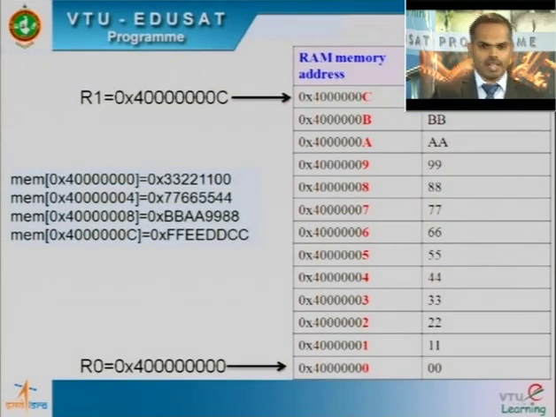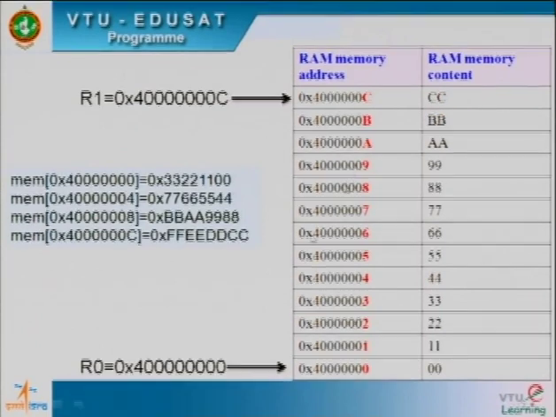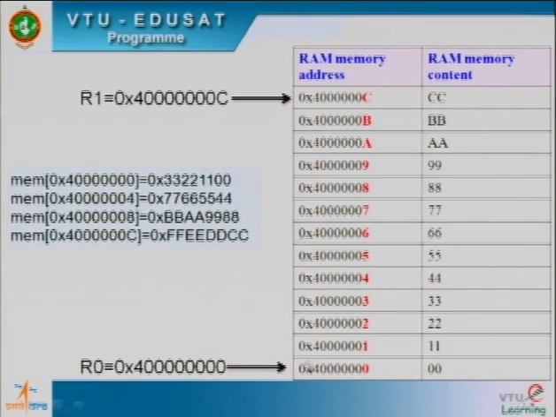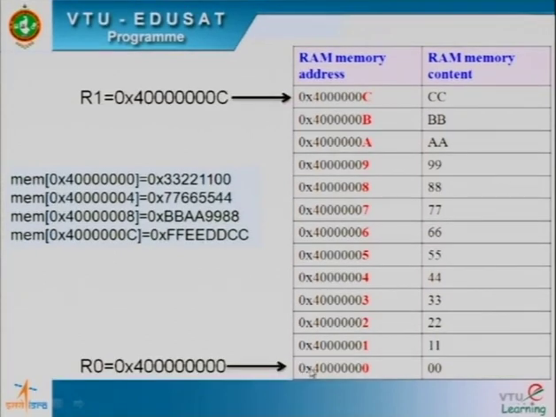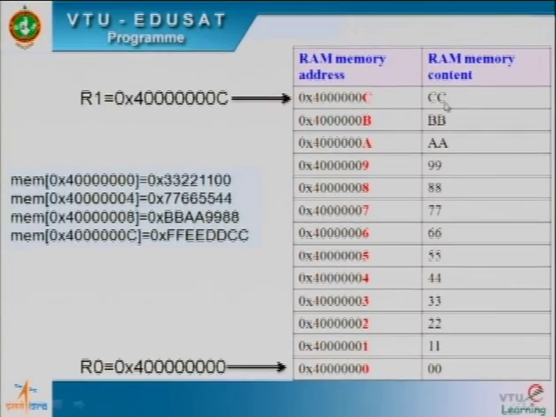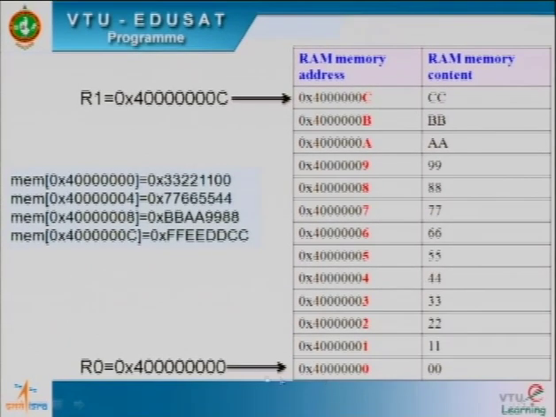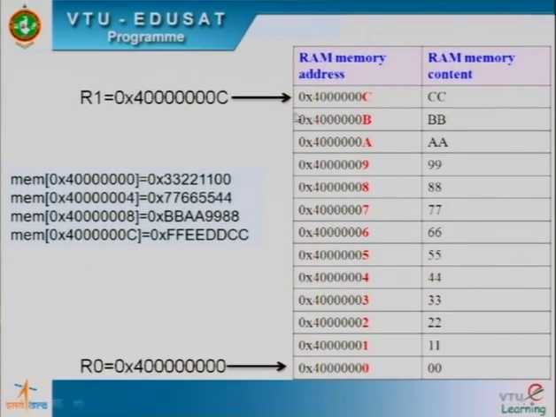Okay, before going to the description with examples, we will look at the memory first, the way in which we will organize the memory. Let's start the memory location with 0x4 followed by 7 zeros, which holds the 0th location value 00, the first location holds 11. Similarly, the Cth location holds the CC value. Let's store the beginning address in register R0 and the last address in register R1.